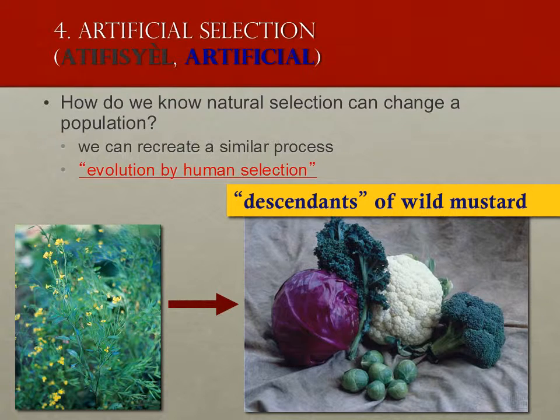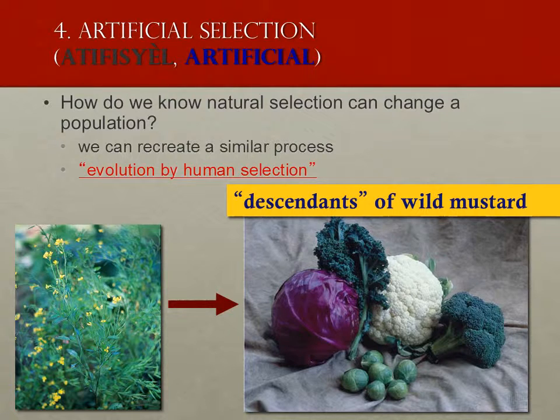The fourth evidence of evolution is called artificial selection. Again, some pretty chunky vocabulary. Artificial means fake. Selection means to pick. So artificial selection means we have picked and made fake things, things that would not occur normally in nature.